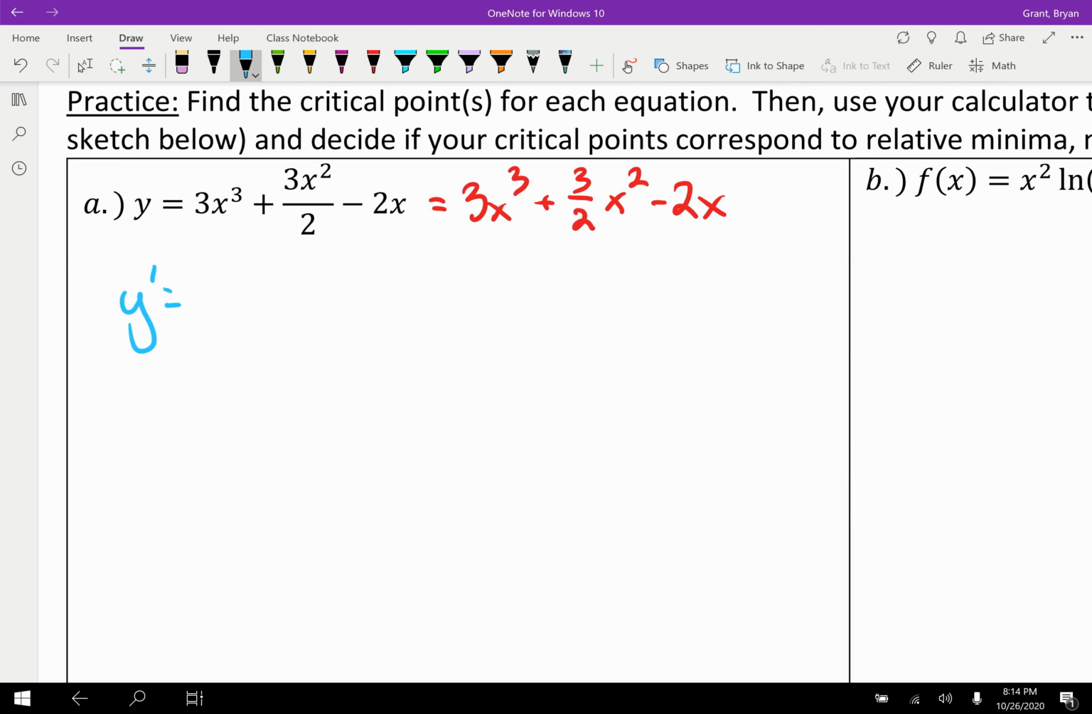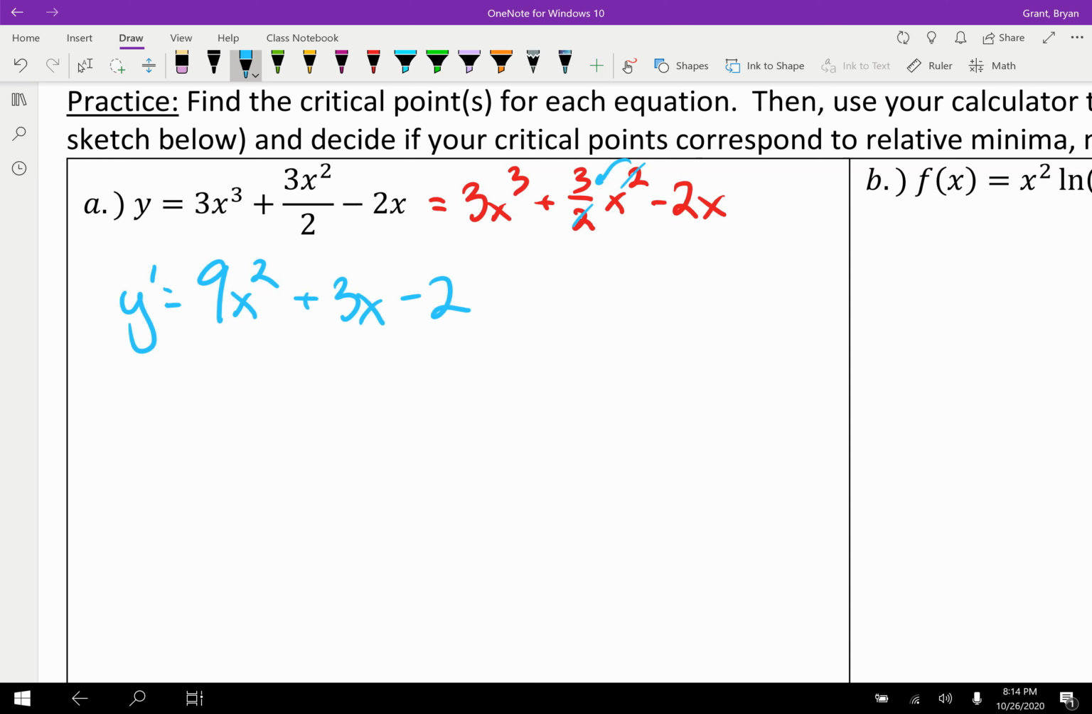All right, derivative time. 3 comes down, 3 times 3, 9x squared. All right, the 2 comes down, and I think it's going to cancel with the 2 over here, won't it? So it just becomes plus 3x, and then this guy becomes minus 2. All right, looking pretty good so far.